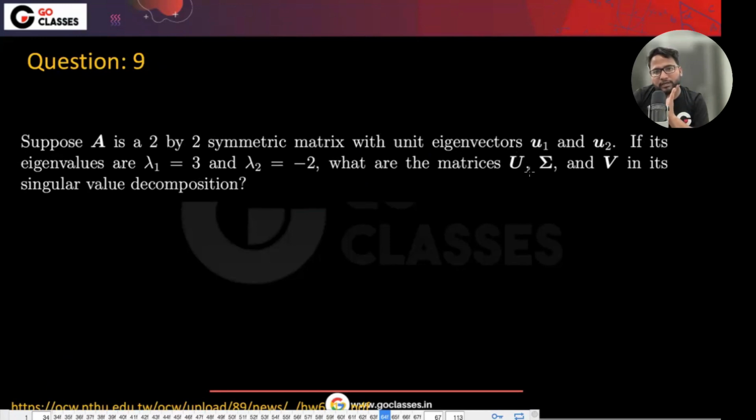Unit eigenvectors are given to you. It is a symmetric matrix with unit eigenvectors. Since it is a symmetric matrix, you have the eigenvalue decomposition itself, right? So what is the eigenvalue decomposition? Do you remember? The eigenvalue decomposition looks like this: A equals U lambda U inverse, right? If it is a symmetric matrix, then the inverse is the same as the transpose.